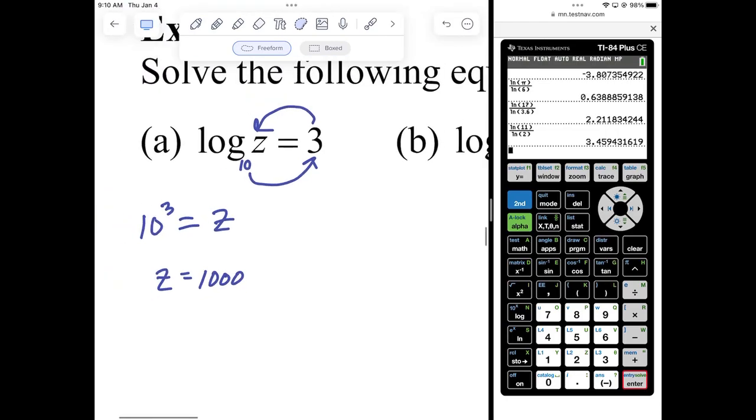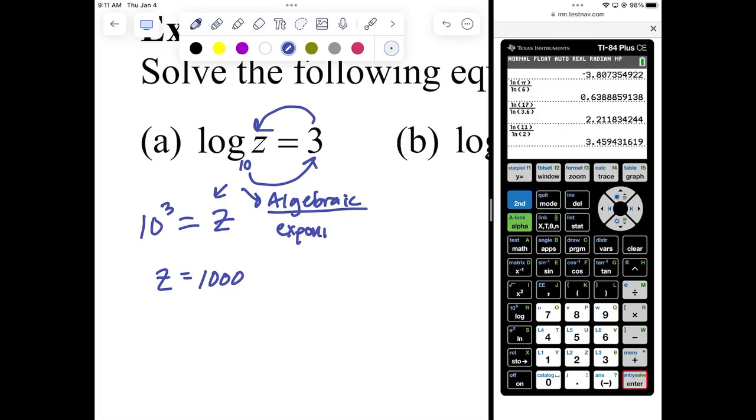The other way to do it, here's the other way to do it. This is the algebraic way. And we're going to exponentiate both sides. I showed you this yesterday. It's a little bit more involved, but it works. So you're gonna take your log base 10 of z equals 3, and what you do is you take the base 10 and you put it now as the base of both sides.